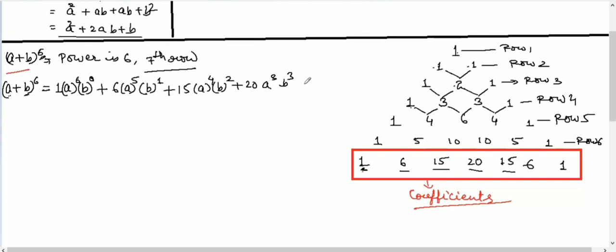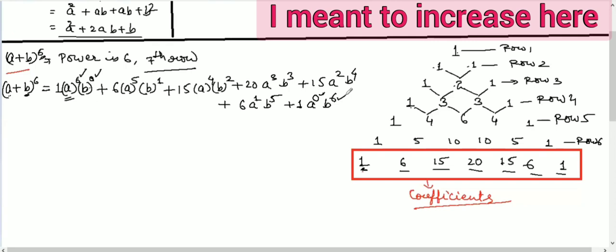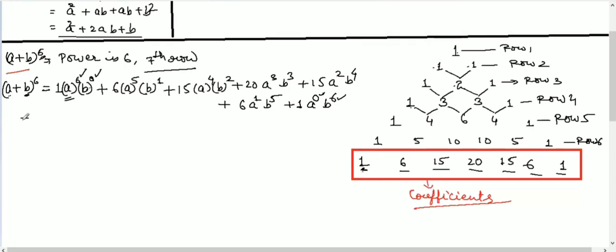Next coefficient is 15, 20, a to the power 2, b to the power 4. Next coefficient is 6, a to the power 1, b to the power 5. And the last coefficient is 1, a to the power 0, and b to the power 6. As I said, the first term starts with the power and decreases to 0. And the second term, b, the power will start from 0 and increase to power 6. So this is the process here.